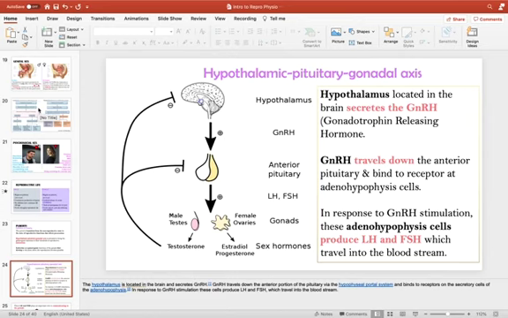So, the hypothalamic pituitary gonadal axis: the hypothalamus, located in the brain, secretes the gonadotrophin releasing hormone, and then it will travel down to the anterior pituitary and bind to receptors at adenohypophysis cells, and in response the adenohypophysis cells will produce luteinizing hormone and also FSH, which travel into the bloodstream.